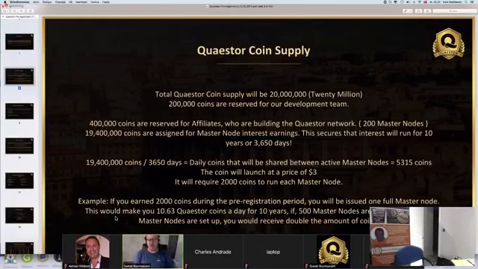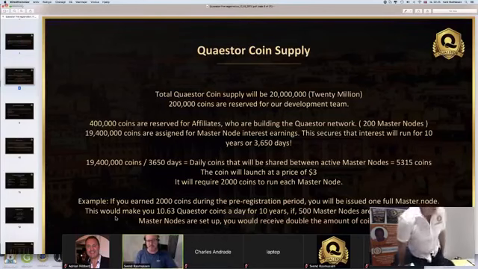3% is pre-mined. That equals 600,000 coins. It takes 2,000 coins to set up a masternode in Quaestor coin. That means when we push the button and start the blockchain, there will be 300 masternodes set up. 100 for the company, 200 for the members.